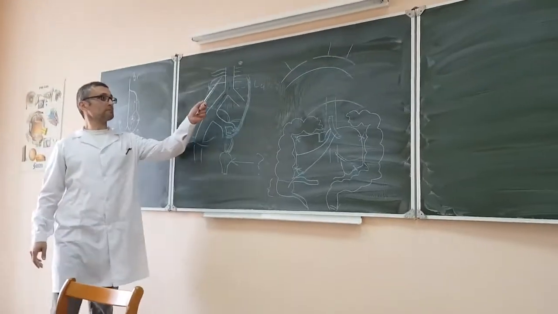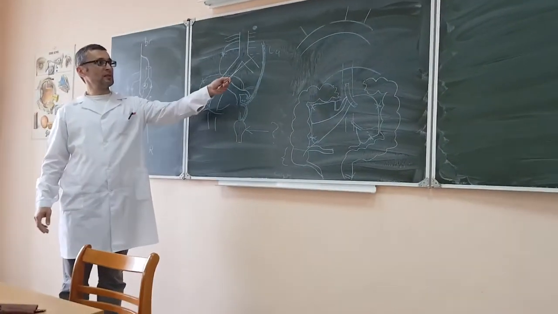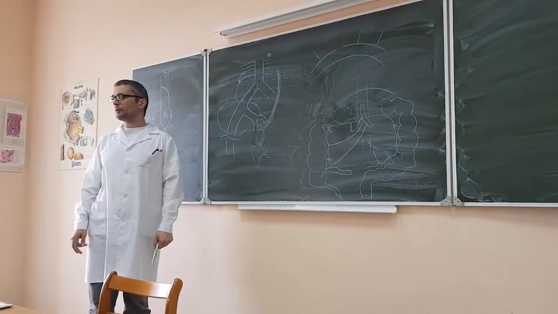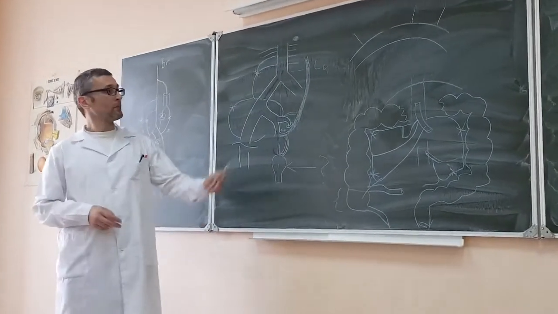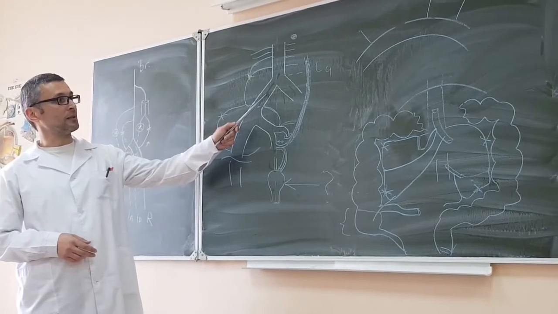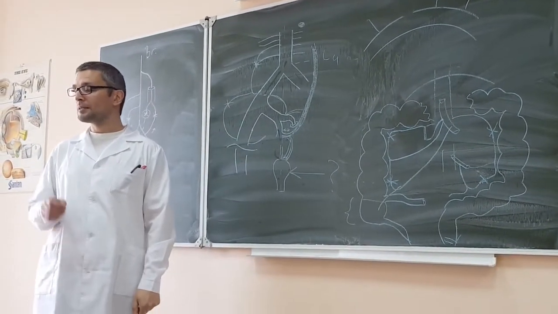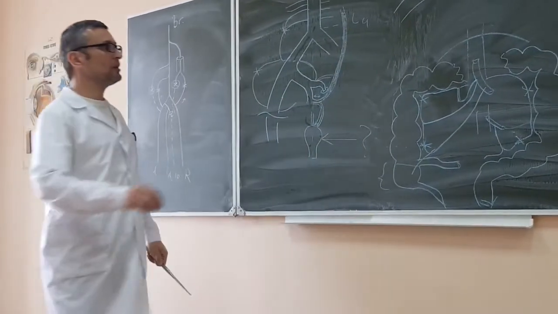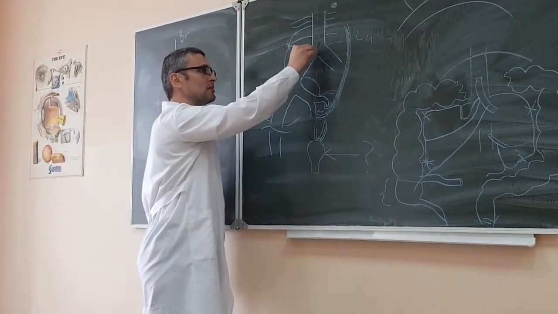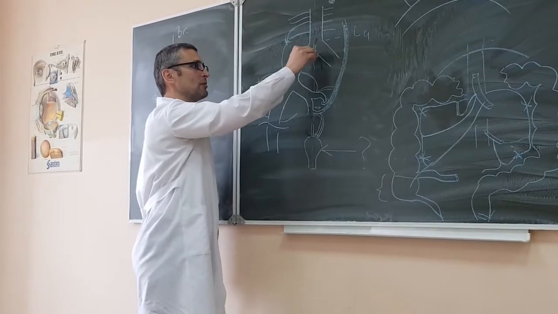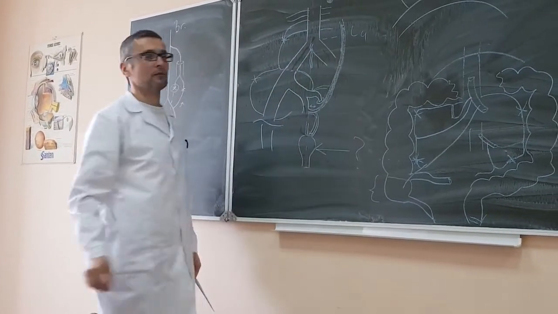Our abdominal aorta bifurcates at the level of the fourth lumbar vertebra into two terminal branches: arteria iliaca communis on the right side and on the left side. Sometimes we can meet one more artery. It starts just above this bifurcation level. How is this artery called?